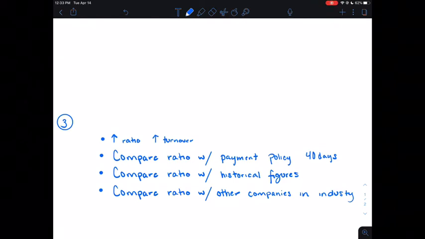We also compare the turnover ratio with the historical figures of the company. We look to see if the turnover ratio has increased or decreased from previous years, to see if they're experiencing faster or slower collections. Finally, we compare the ratio with other companies in the industry. If our turnover ratio is higher than other companies or around the same, we're doing pretty well. If we are slower than other companies, we need to figure out what we can do better.